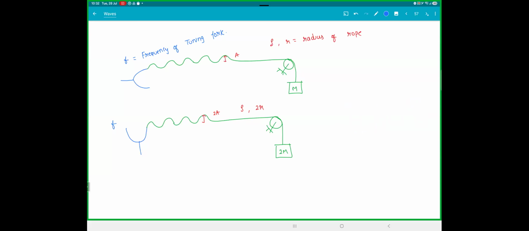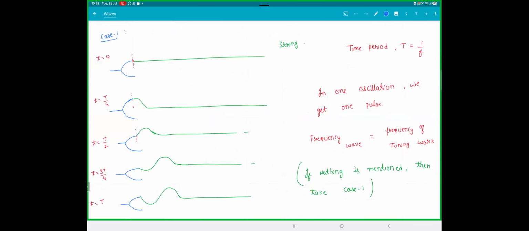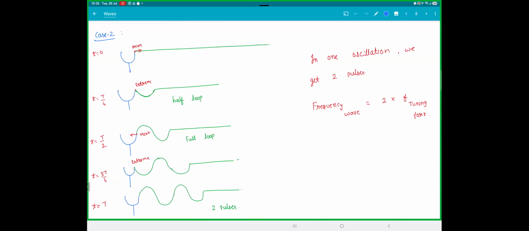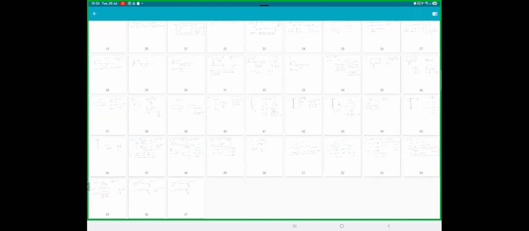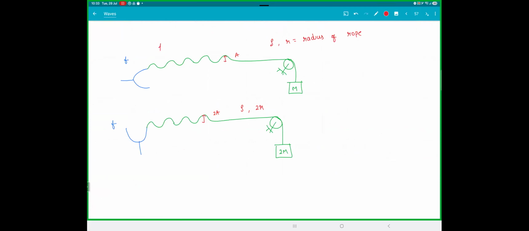Do you guys remember, if you keep a tuning fork like this and like this, it is different? What was the difference? If you keep the tuning fork like this, you get the same frequency of the tuning fork. But if you keep it like this, you get double the frequency. Yaad aaya? We did this in the last class. So they're not generating the same frequency. Here, the frequency of the wave is F. Here, the frequency of the wave is 2F. Even though the tuning fork is the same, depending on how you keep it, it will change.